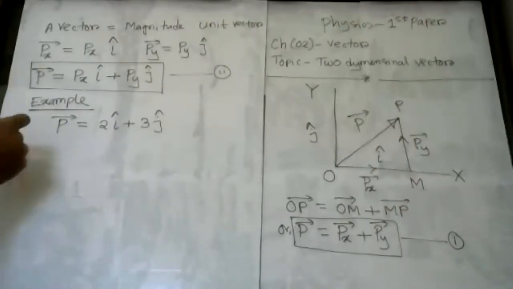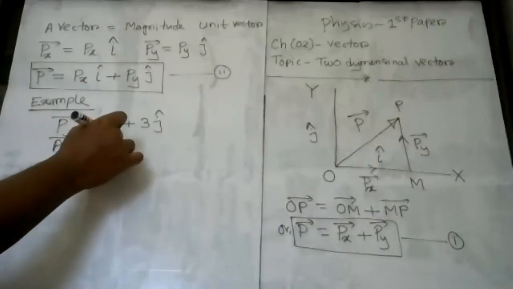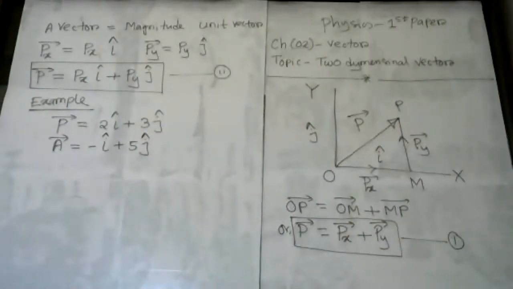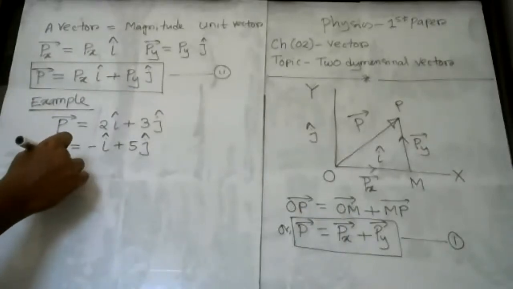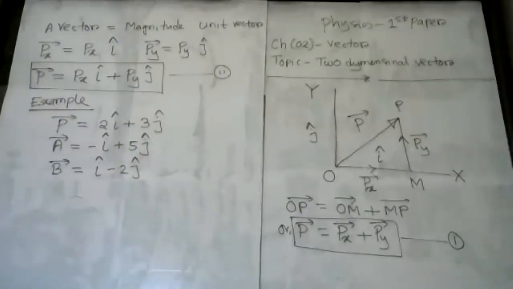If somebody said that, sir, A will equal to what? Will equal to minus i hat plus 5j hat. So this is a two-dimensional vector. If some of your friends say that B will equal to i hat minus 2j hat, then this is also a two-dimensional vector, my dear student. So these are examples of two-dimensional vectors. Up to this discussion about two-dimensional vectors, any confusion? I repeat, my dear student.